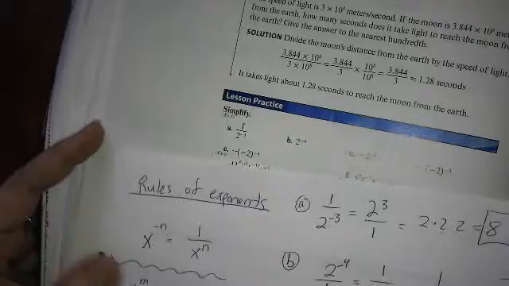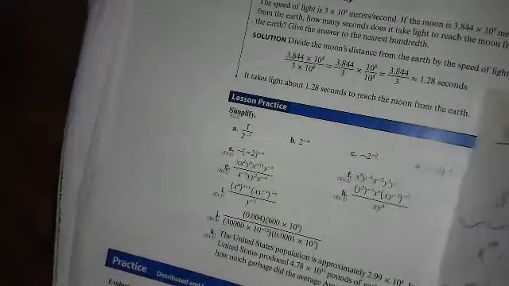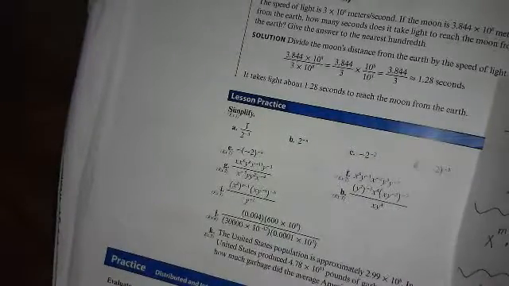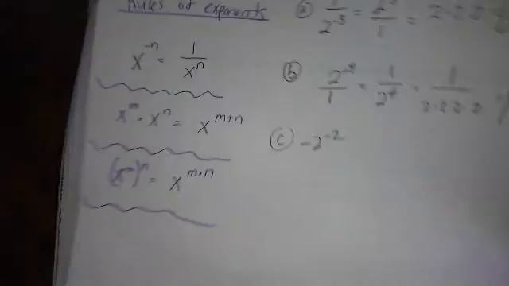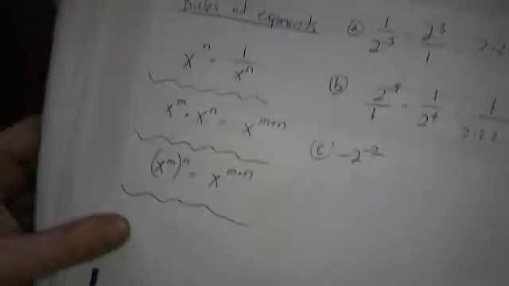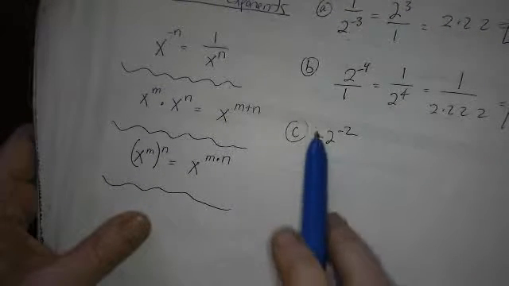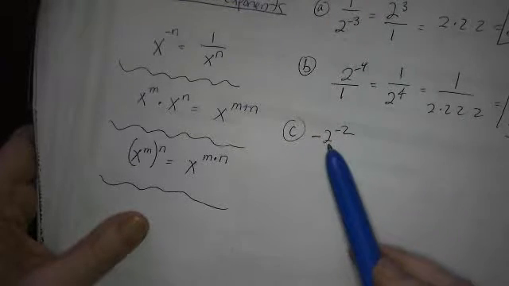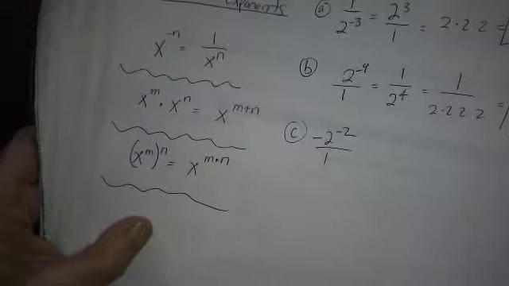So hopefully you get the idea. I'm going to do one more. I'll do letter C. And then I'm going to do maybe one of these more involved ones, and then I'm going to talk about scientific notation. So if I have negative 2 to the negative 2, I'm going to be careful. I do not have parentheses around my negative 2. So the base is just 2, not negative 2.